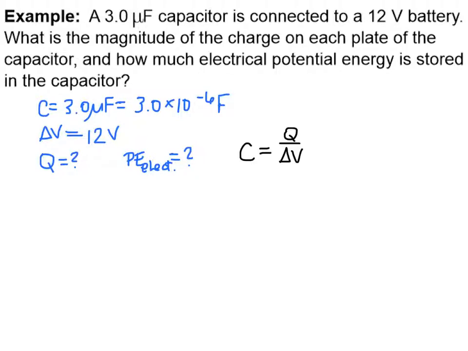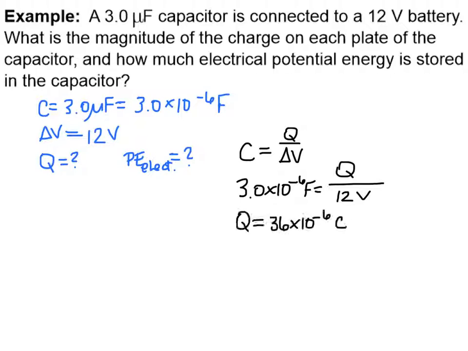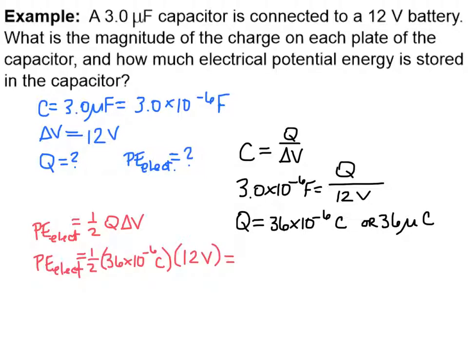To find my charge, I can use the equation for capacitance here. I can plug values in and solve for Q. I could also write this as 36 microcoulombs if I wanted to. Either one is correct. Now to find my potential energy, I use the potential energy equation, and I substitute values in to find the electrical potential energy stored in my charged capacitor. And when I multiply that out, I get 2.2 times 10 to the negative 4th joules of energy.